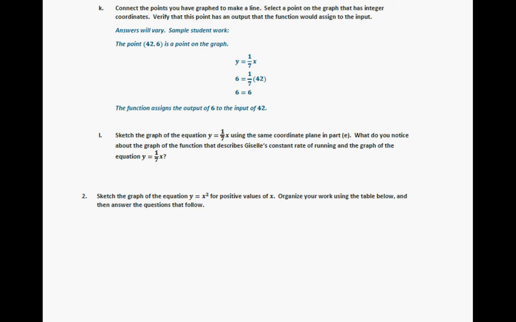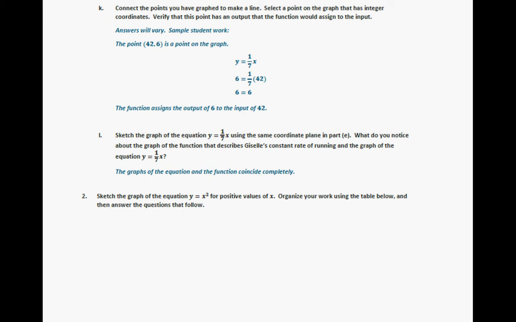And here is just a sample. You could have picked any number of points. They chose 42 and 6 and ended up proving that it is a function of an output assigned to an input. If you picked a different point, you should have also come up with a true statement at the end. Okay, do L. If you graph the equation y equals 1/7 x, then you should notice that the function and the equation coincide.